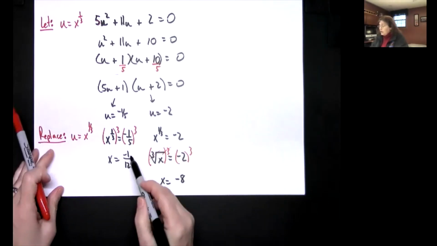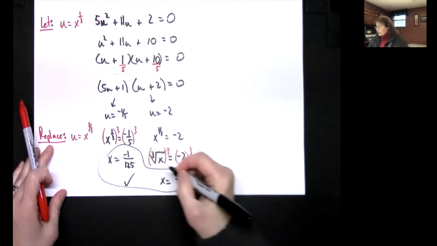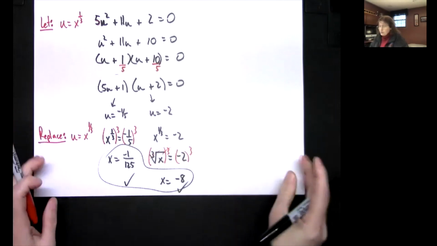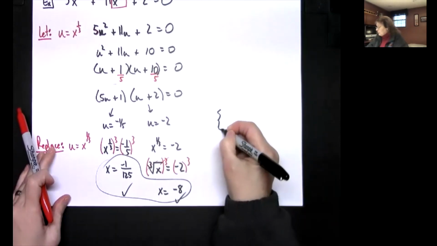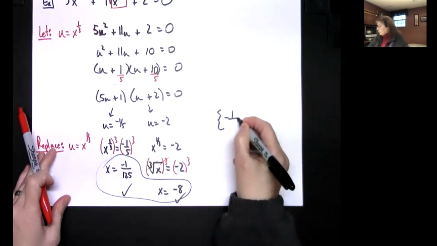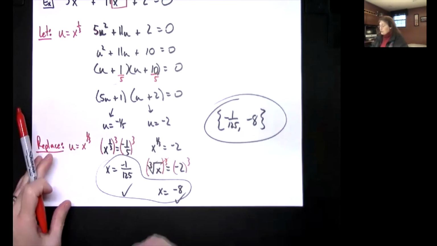Okay, and again, you definitely want to go through a check. Unless I made a mistake in my online notes, which is always possible, but I think they do both check. So then my solutions there would be negative 1/125 and negative 8 for a solution set.